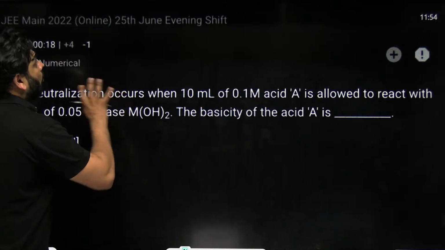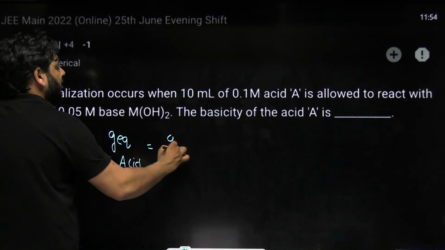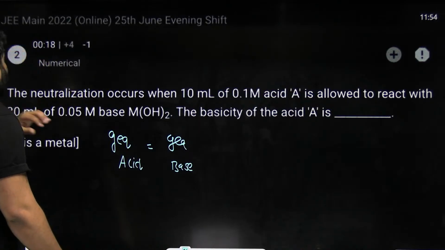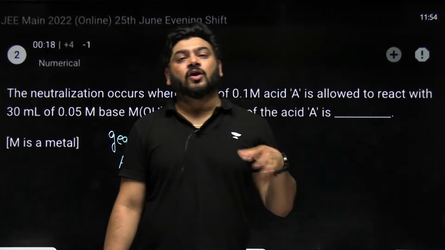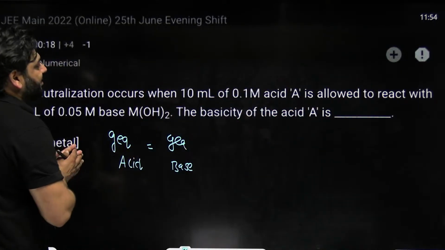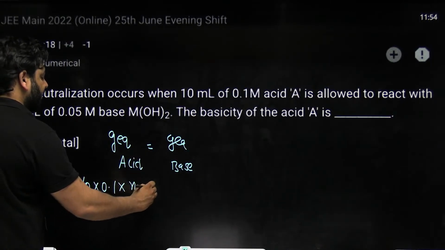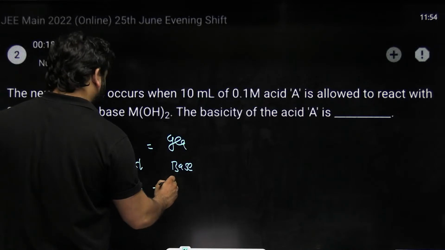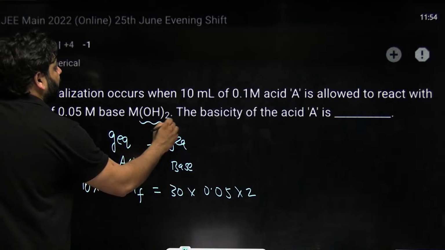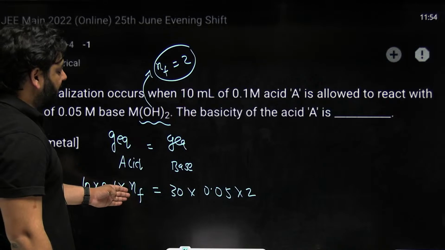You must know that whenever the reaction occurs, the gram equivalent of acid becomes equal to the gram equivalent of base when complete neutralization occurs. If it is not complete neutralization, or something is taken in excess, then the remaining amount can also be calculated using gram equivalent, as we did in our previous question. Gram equivalent of acid is 10 ml multiplied by 0.1 molarity into its n factor, which must equal that of the base. We have 30 ml, 0.05 molarity, multiplied by n factor 2, because the number of OH minus it can release is 2. And we have to find the n factor for the acid.